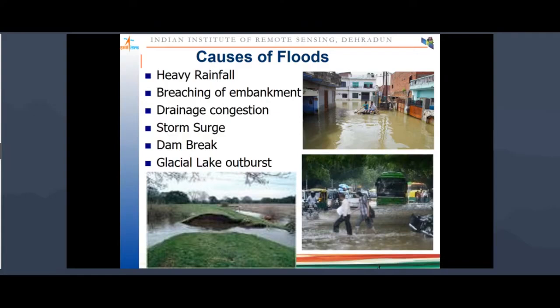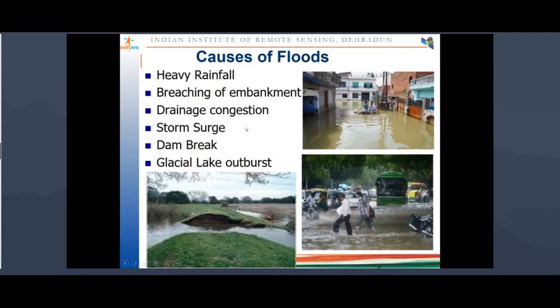That is another one. And finally, another cause is the glacial lake outburst flood. This is happening nowadays because of glacier retreat. So glacial lakes are formed. And once a lake is full, the water pressure is such that it will burst the moraine dam, and finally you will have a glacial lake outburst flood. Commonly it is known as GLOF. So these are the causes of floods.